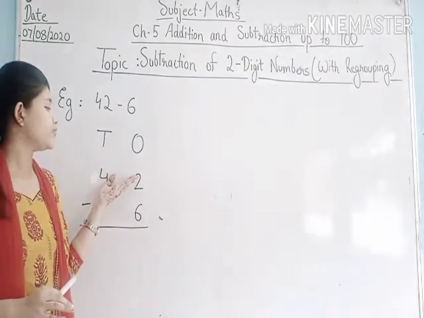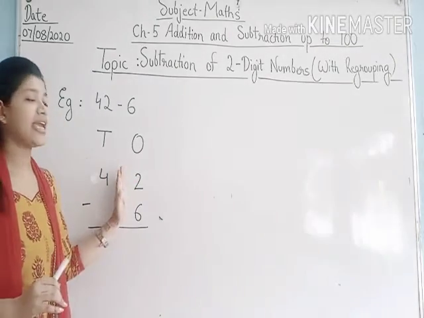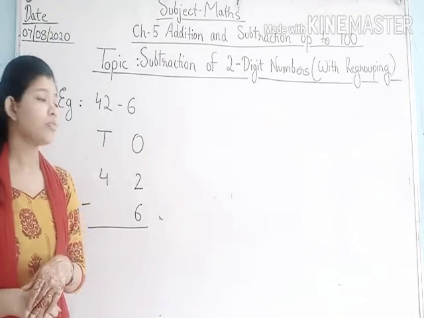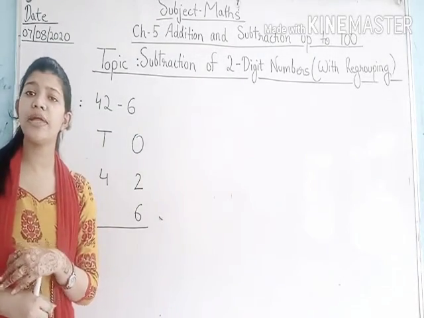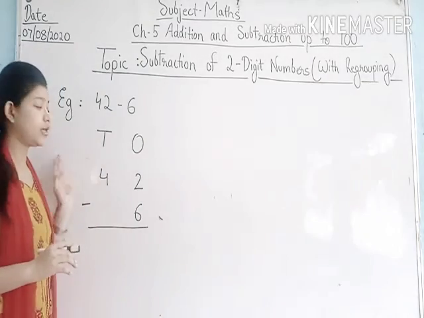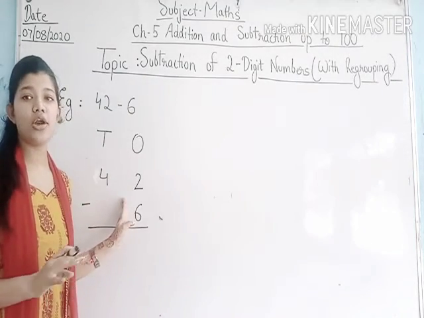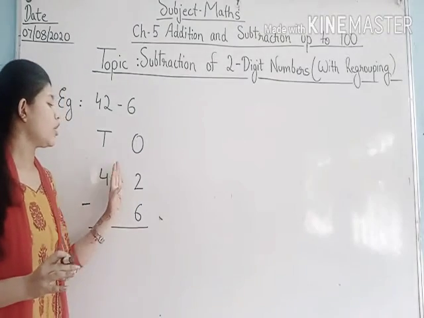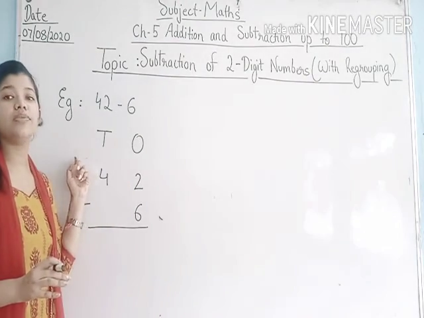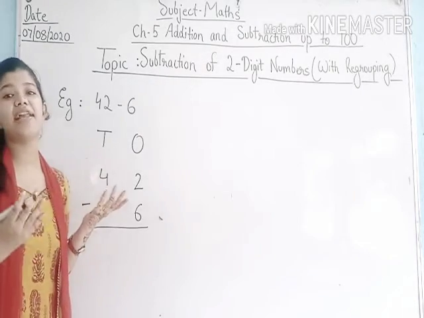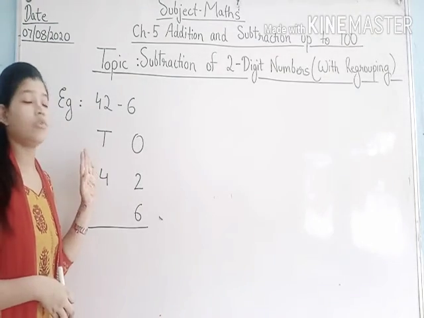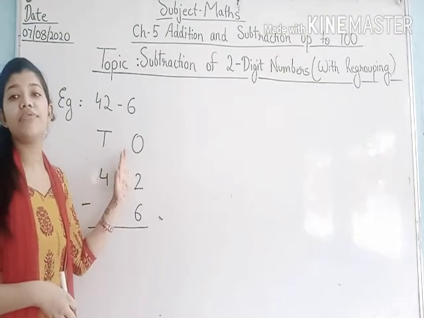Yes. Okay. So what we will do? In this case, we will do regrouping. What we do? Regrouping. Okay. Now let's learn how we will do regrouping, how we will take borrow. Now students, as we know that 2 minus 6 cannot be done. So what we will do? We will take borrow from tens. We will go to the tens column and will knock the door and say please help me, give me some borrow. Okay. So this tens digit will give borrow to the ones digit.